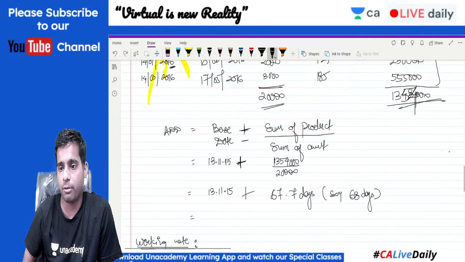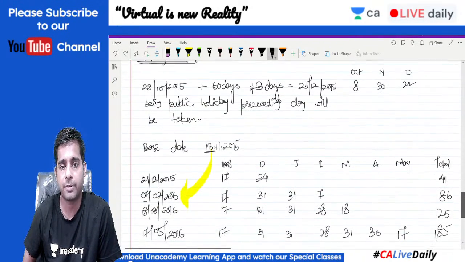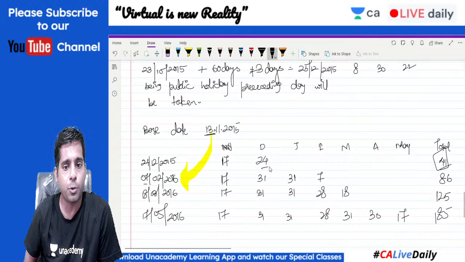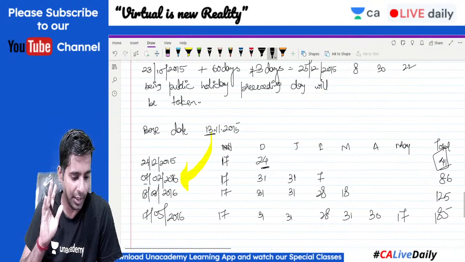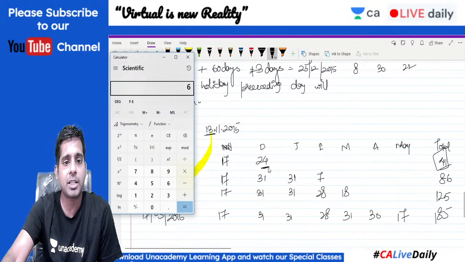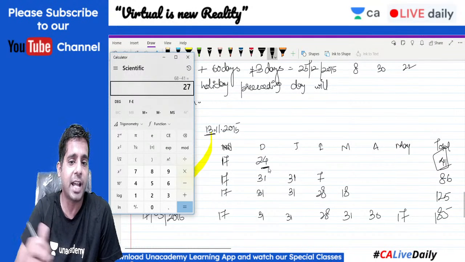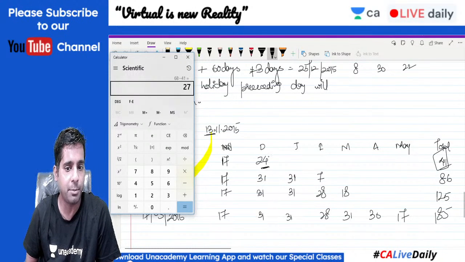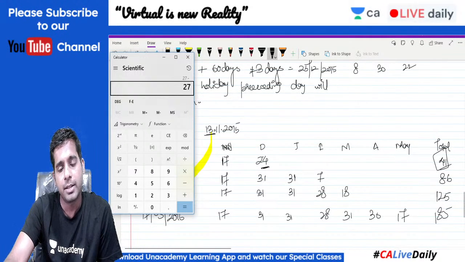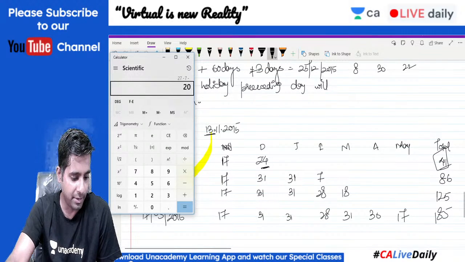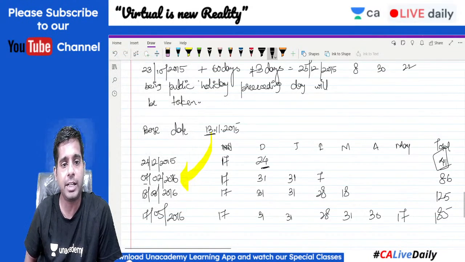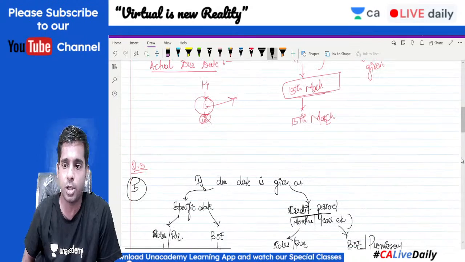Now let us go to our working note and see the nearest date. See, it was 41 days till 24th December. I have already calculated 41 days till 24th December, out of 68 days. Now how many days left in December? 7 more days left in December, and 20 days left in January.